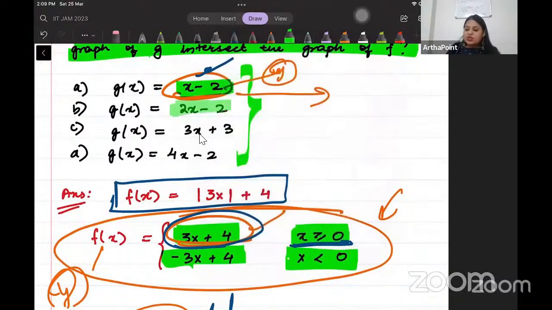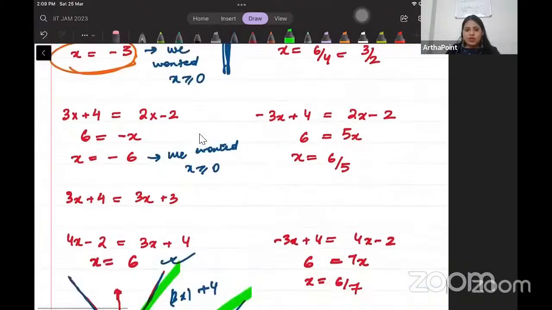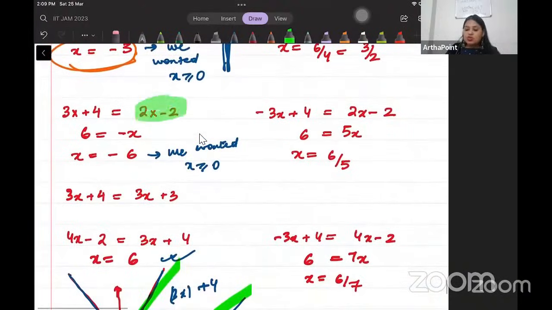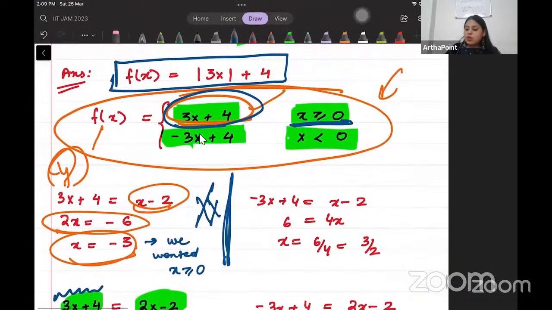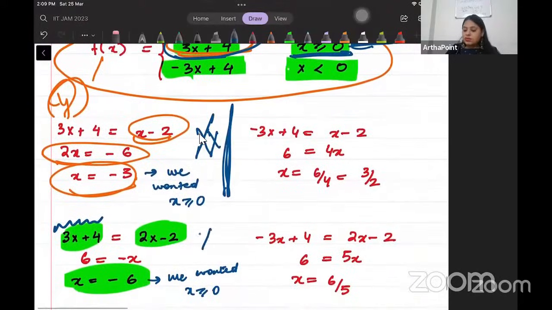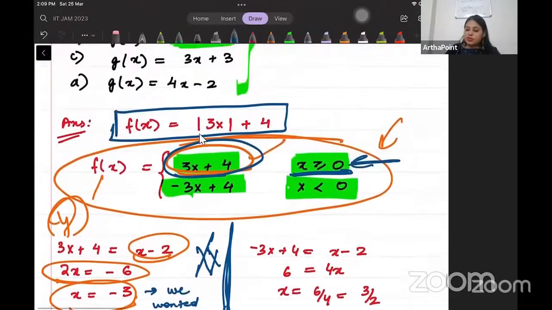Let's say I need to check for 2x minus 2. So I equate 2x minus 2 to 3x plus 4. And I again get x as -6. But this is the 3x plus 4 part. This function is only valid as long as x is greater than or equal to 0. This is also incorrect.